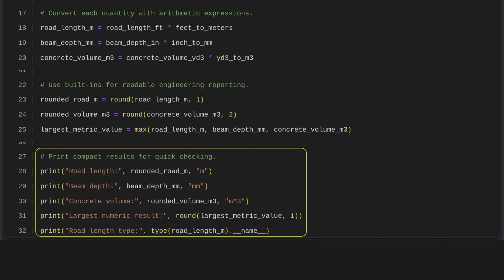The output reports several converted measurement results with appropriate formatting. Road length in meters rounded to 1 decimal place, beam depth in millimeters shown directly, and concrete volume in cubic meters rounded to 2 decimal places. It also prints the largest converted numeric value rounded to 1 decimal place, then confirms the data type of the road length value for verification.